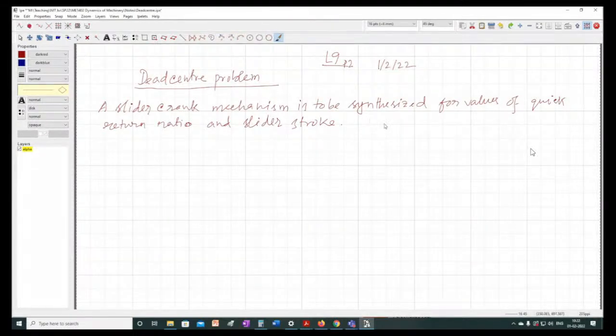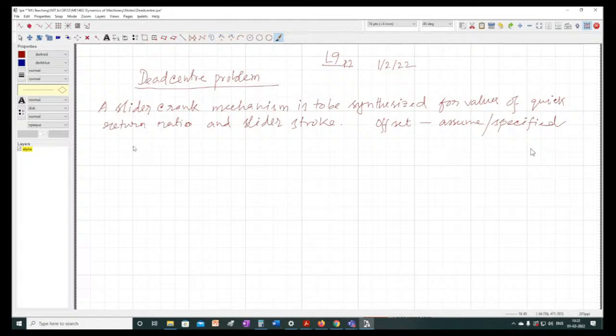Sometimes the offset of a slider crank mechanism can also be given, or you can assume it. The offset in a slider crank mechanism can be specified depending on the space constraint. Sometimes the offset may be specified or it may not be specified. In that case, you have to assume it.